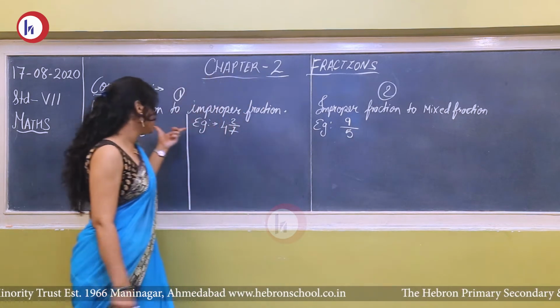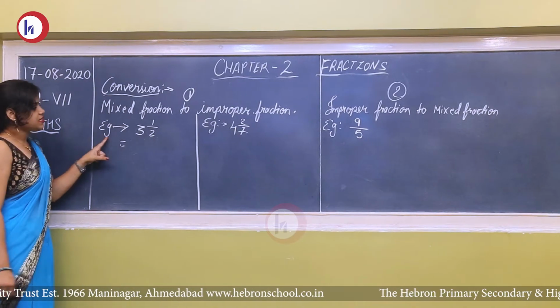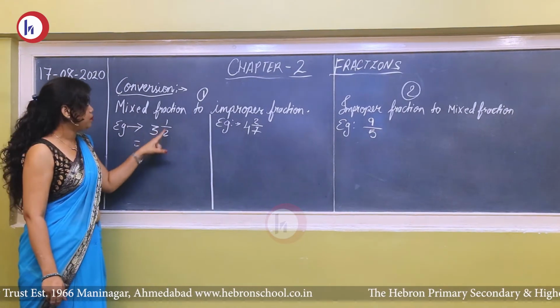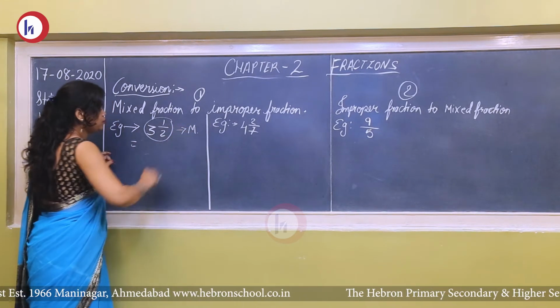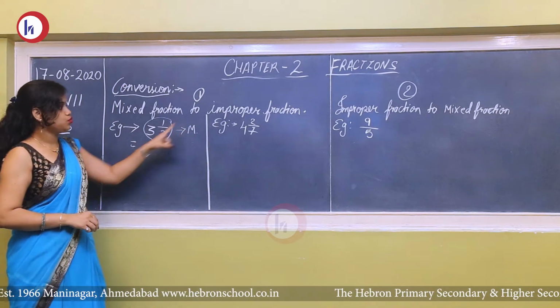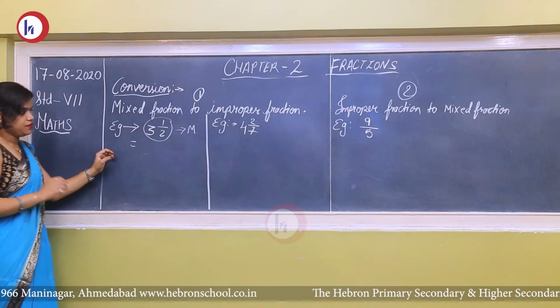So conversions are done for mixed fraction and improper. So let's see. First example I have taken 3 1 upon 2. Now this is a mixed fraction. You have to convert this mixed fraction into improper fraction. So how are you going to do it? Now there is a method for this.